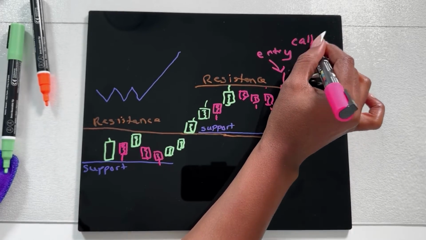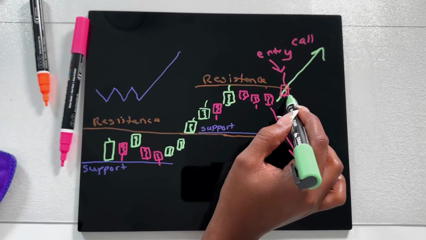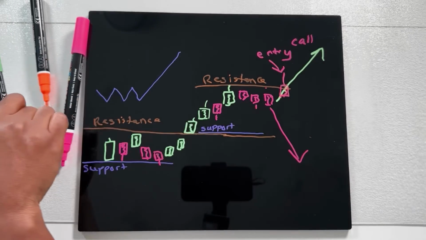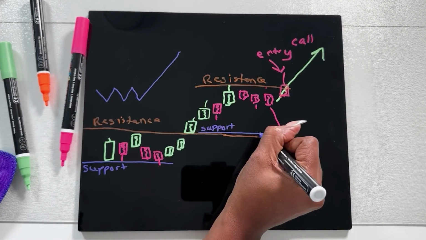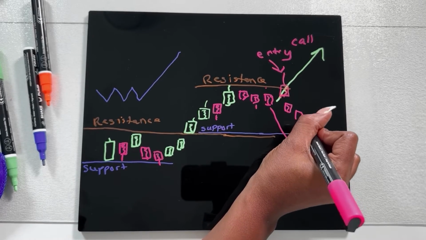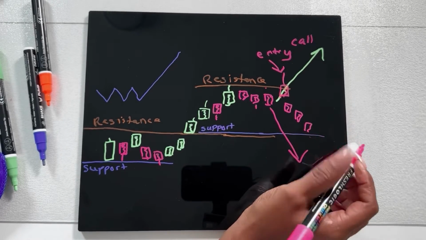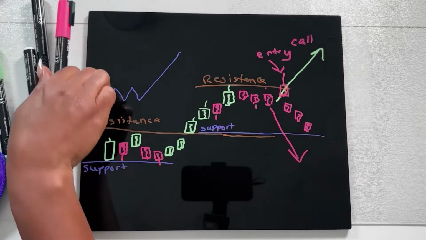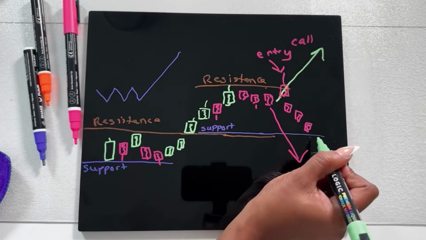Same thing when it comes to if the price is approaching this support line down here, let's say price is just reacting. It's going down, right? This is where you would be looking for an entry for a put.